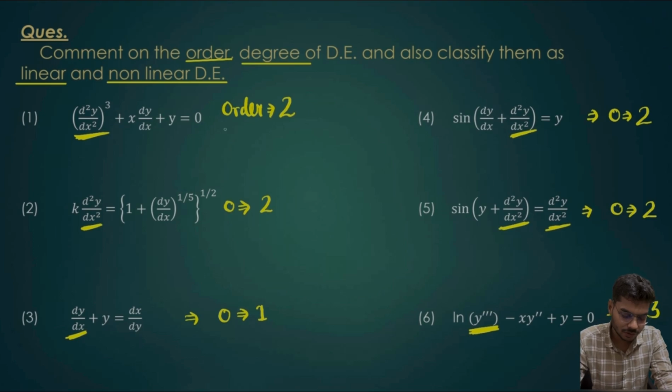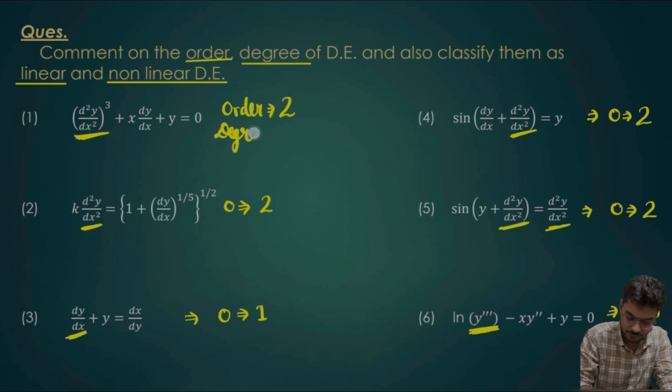Now let us comment on the degree. As we can see, this equation is written in polynomial format, right? So what is the highest derivative power? That is written as 3. So the degree will be 3.